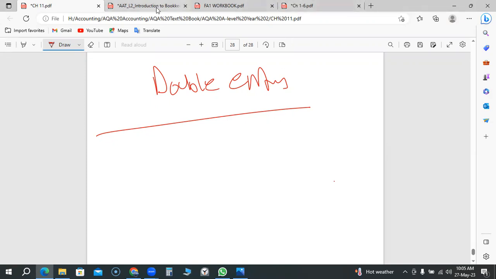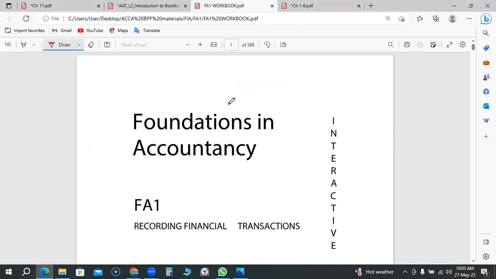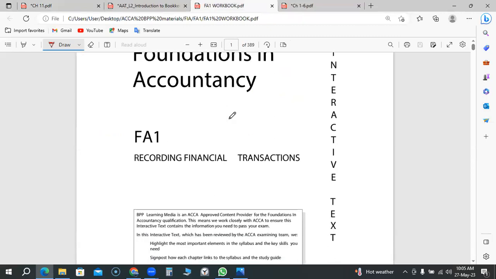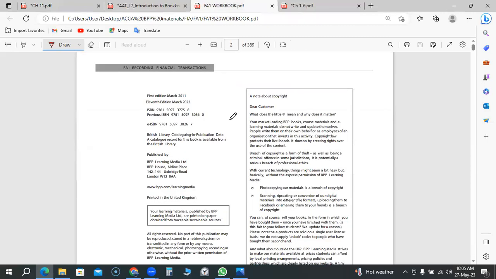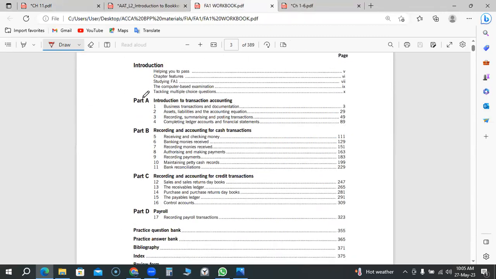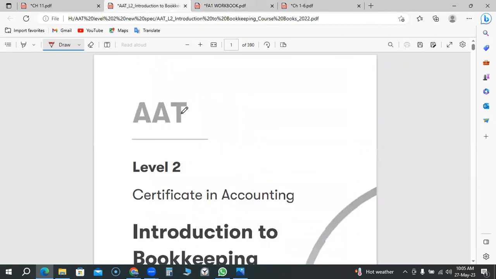If you are doing ACCA, started with FIA, this is your first book, financial accounting, and these are the first few chapters. Those of you who are doing AAT may join ACCA later on, but these are the basic things. You study double entry here in chapter number 2. If you are doing AAT, this is your first book when you start level 2.